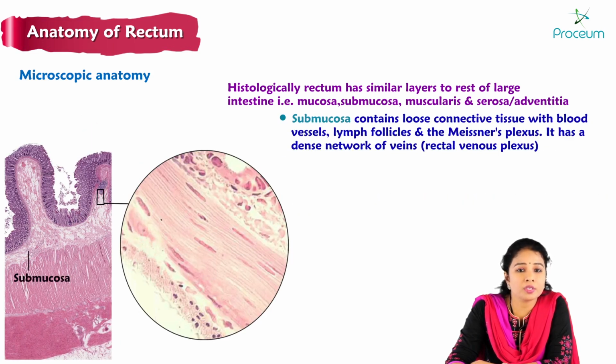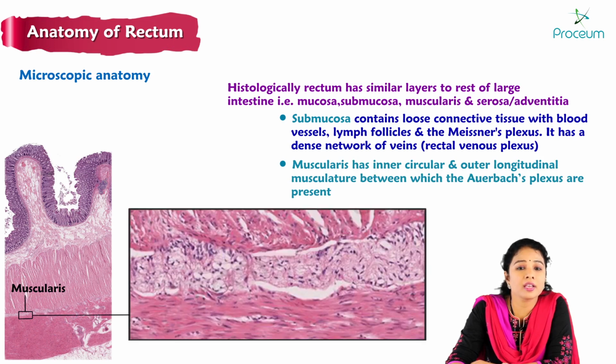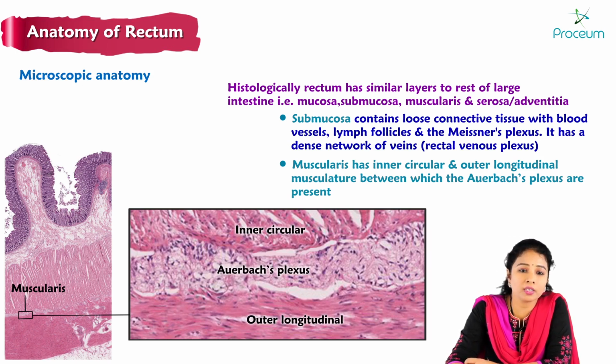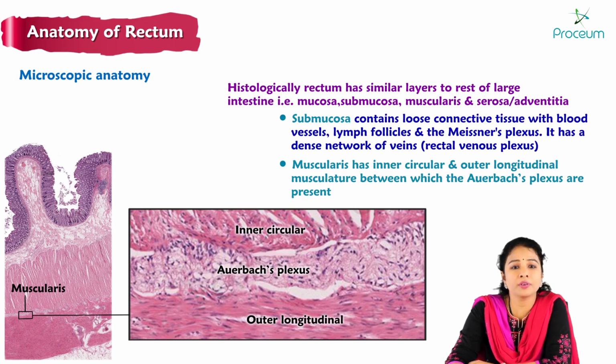Next is the submucosa. The submucosa contains loose connective tissue with blood vessels, lymph follicles and the submucous plexus. It has a dense network of veins which are called the rectal venous plexus. The muscularis layer has inner circular and outer longitudinal musculature. Between the inner circular and outer longitudinal muscular layers, the plexus of nerves is called Auerbach's plexus. So that is about the histology or microanatomy of rectum.